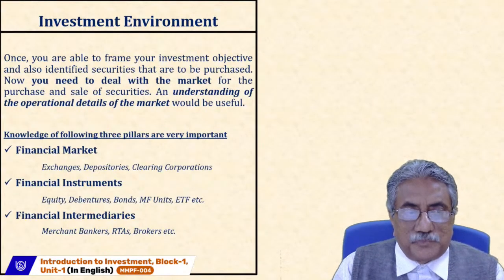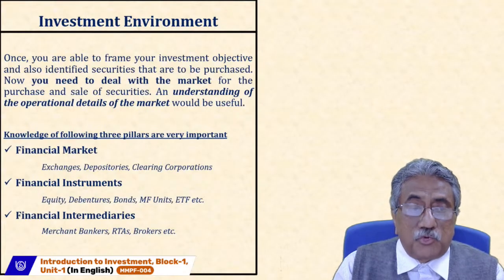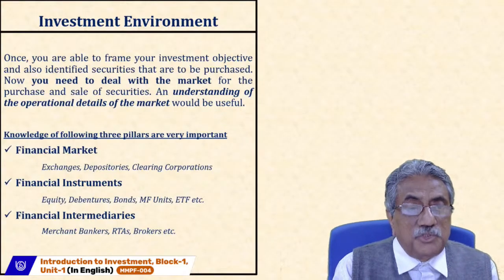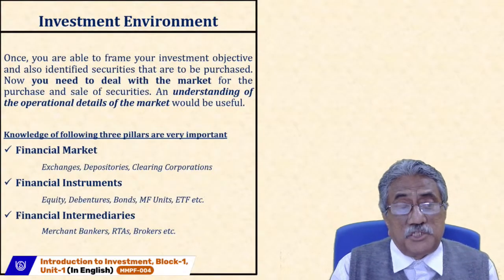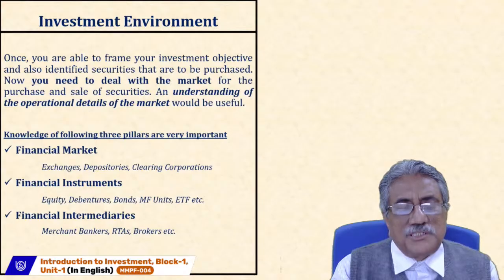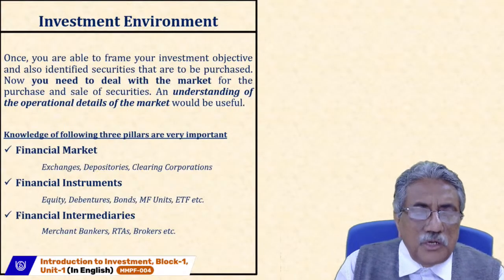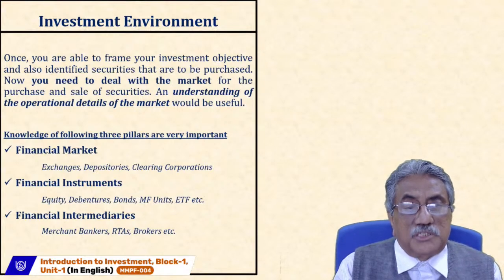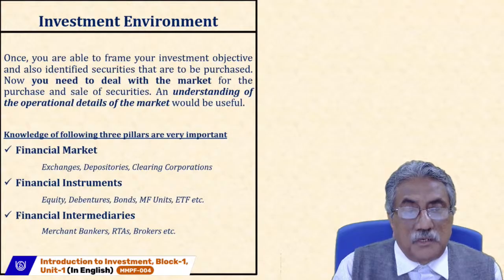Financial instruments: equity, and when you put it through the pool, then it is mutual funds. There are debentures, which are fixed income securities. There's something called zero interest debentures, which takes you 1,000 and after 10 years maybe gives you 2,500, like that. Bonds are generally Government of India instruments.